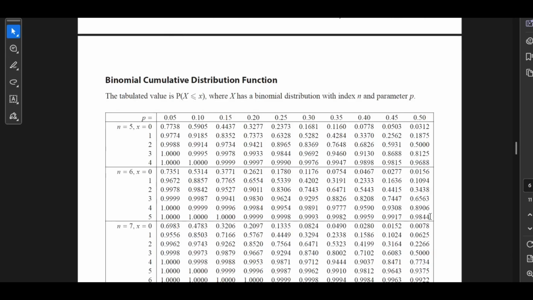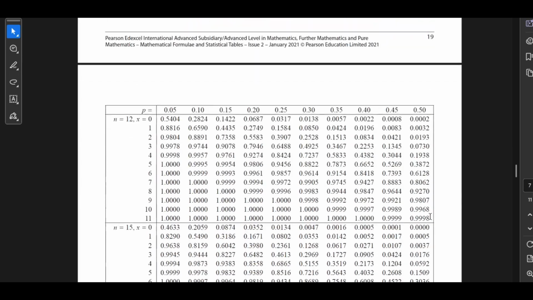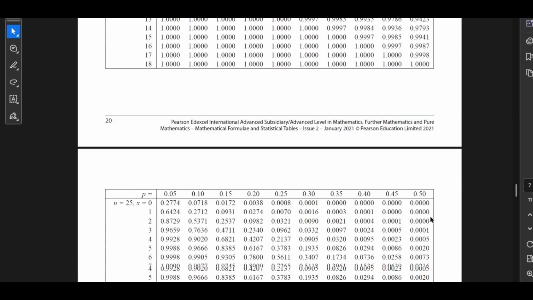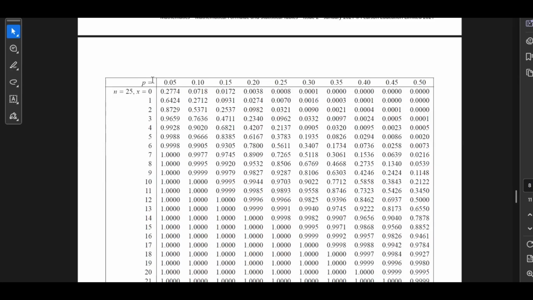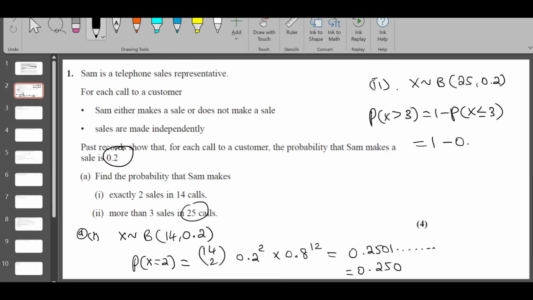Okay, let's go to n is 25, probability is 0.2, that's the fourth column. X is 3, and the value is 0.2340. So 1 minus 0.2340 is 0.7660. That's all. Let's move on to part (b) now.